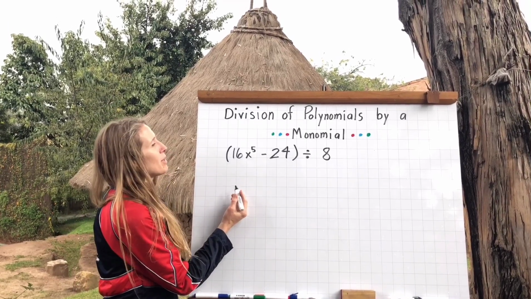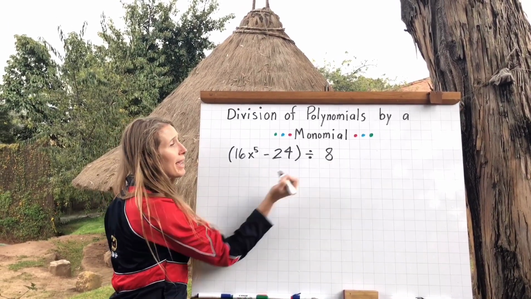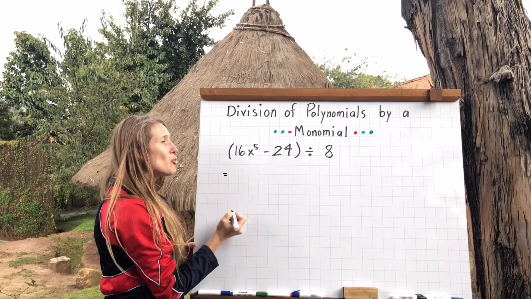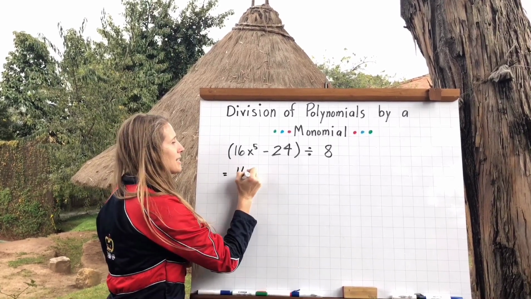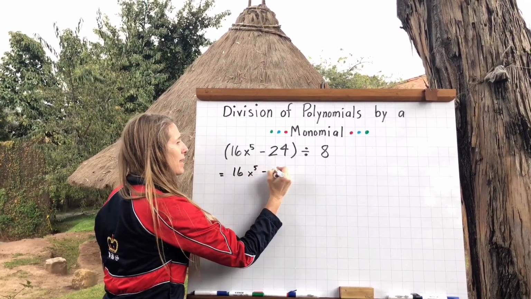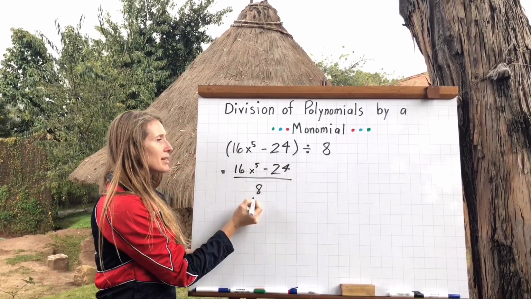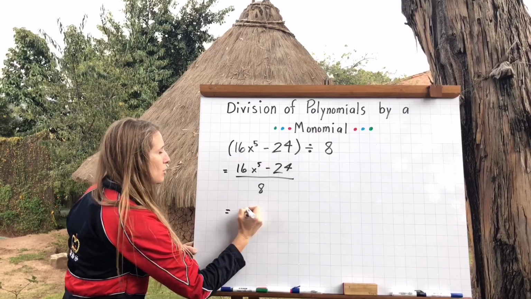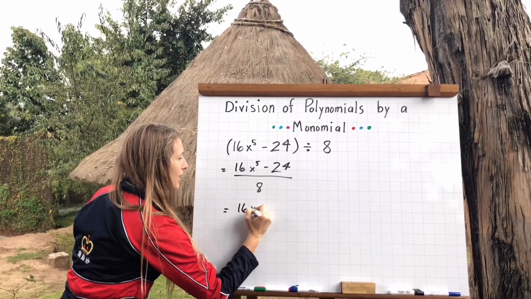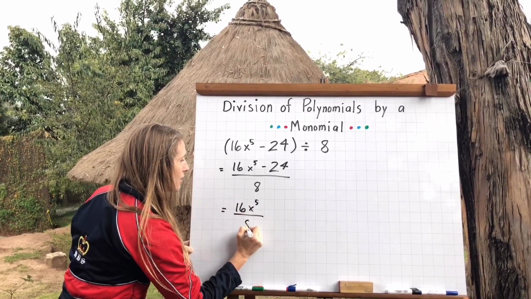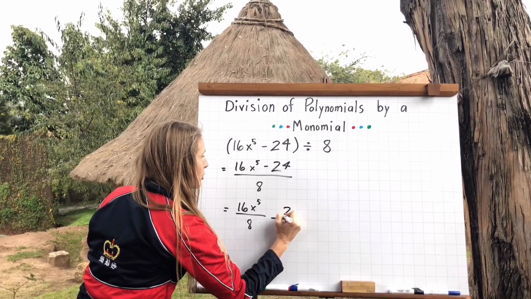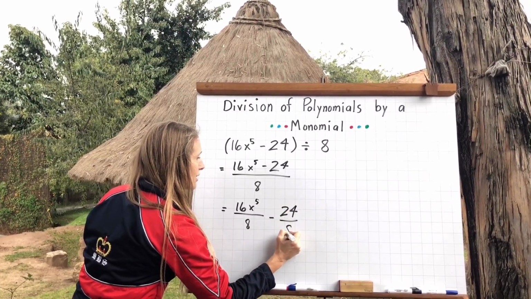So here we have an example of a binomial divided by a monomial. First step, we rewrite this as a fraction. 16x to the 5th minus 24 divided by 8. Then we break it up into two parts. Equals 16x to the 5th over 8 minus 24 over 8.